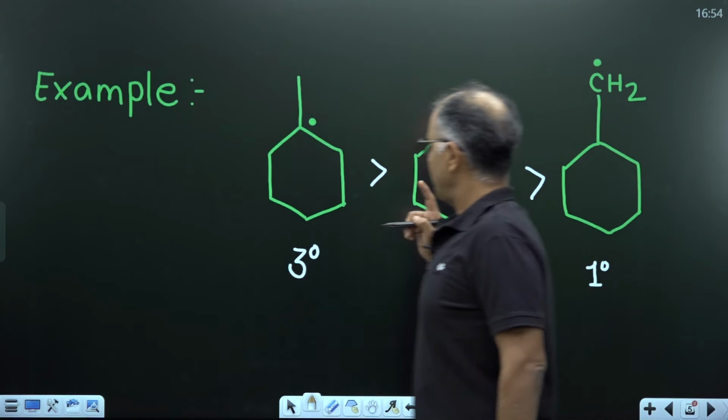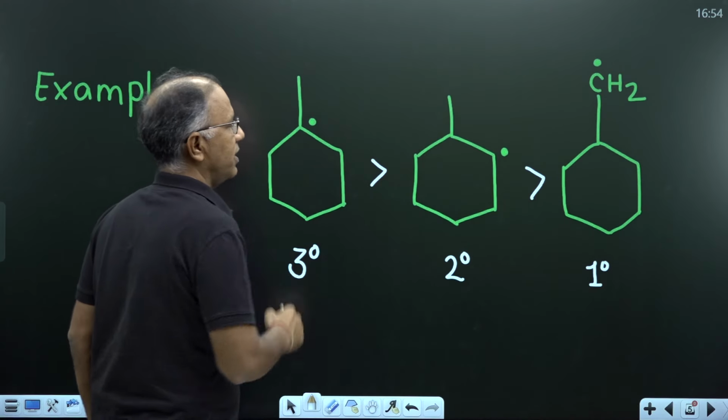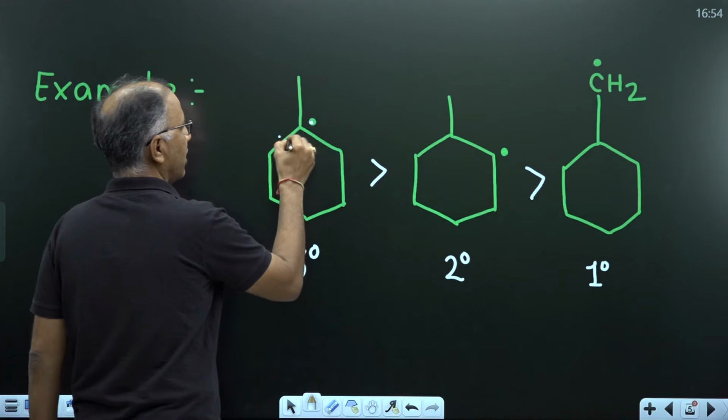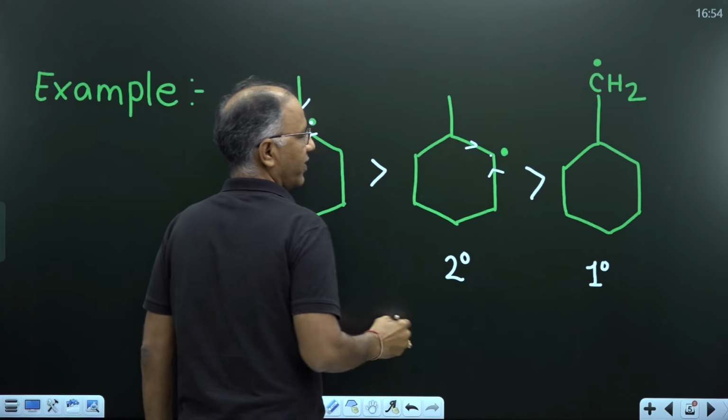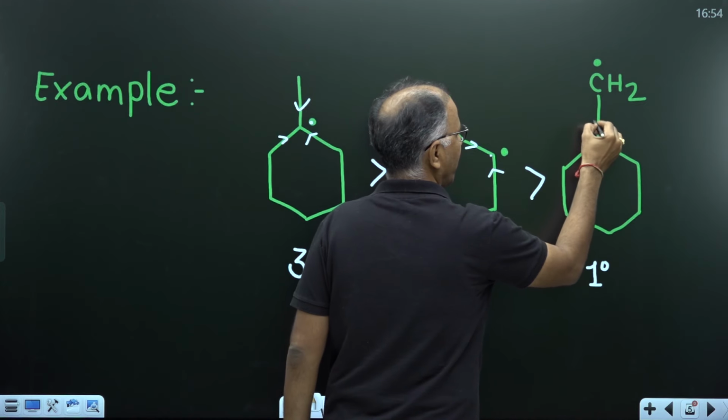Now in this example, the first is more stable than the second, which is more stable than the third. How? This is a 3 degree radical, 3 plus I effect. It is a 2 degree radical, 2 plus I effect. It is a 1 degree radical, 1 plus I effect.